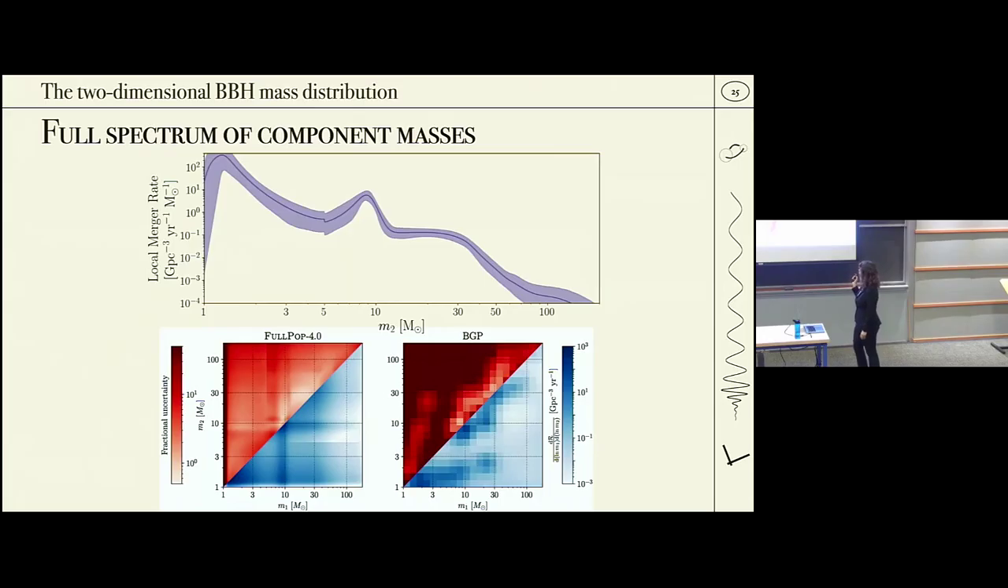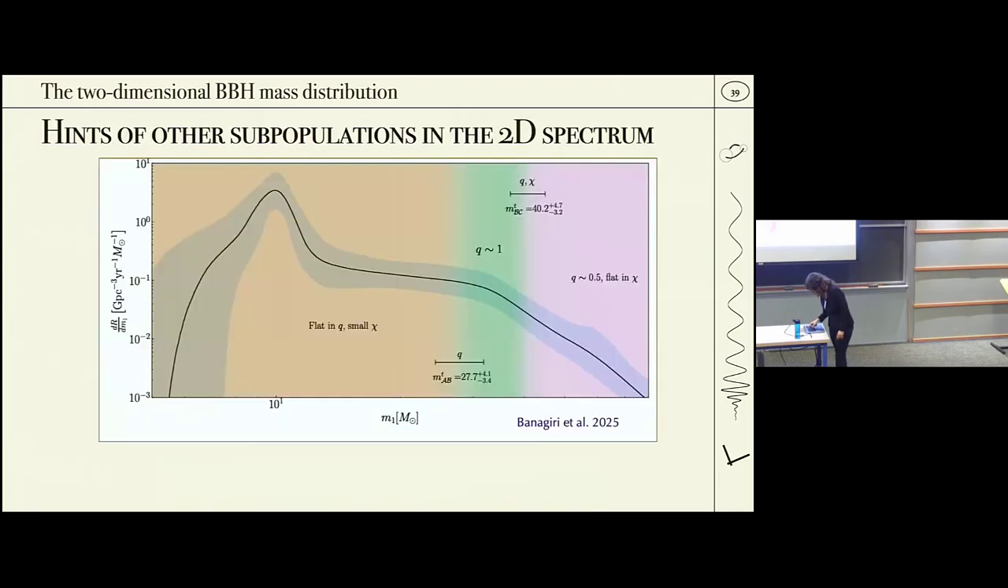The question of, am I assuming the same pairing function for all masses? In that plot I was showing previously, yes, I am, and that is definitely a problem, and we're working on a mass-dependent pairing function. I could highlight this work by Sharon Benagiri, who's also at Monash, I believe, at least as an odds grav, where they're finding a different mass ratio distribution at different parts of the mass space.